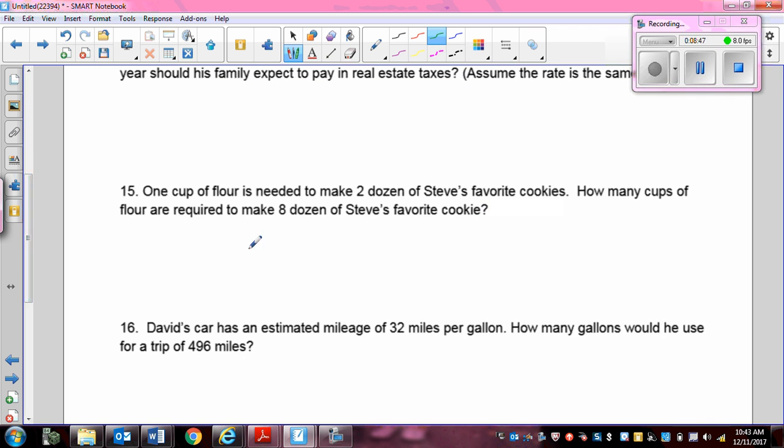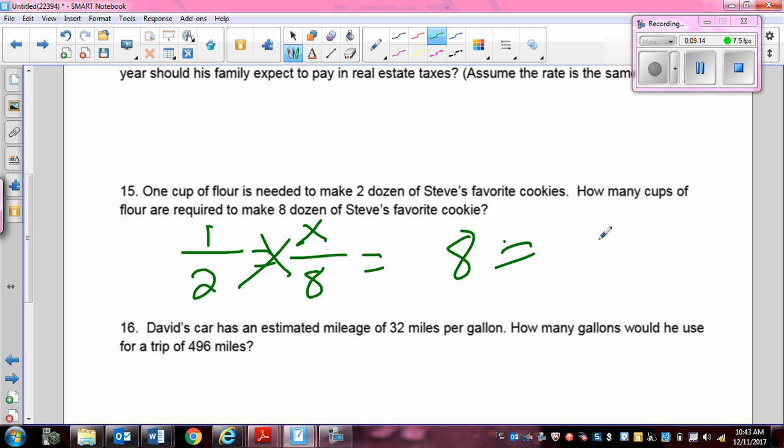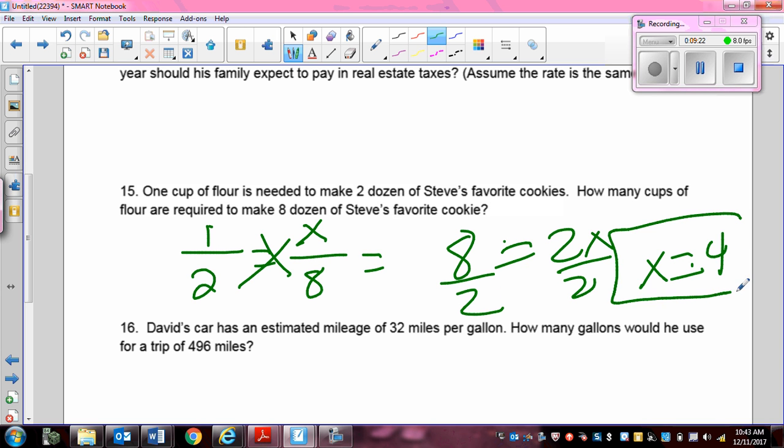1 cup of flour is needed to bake 2 dozen of Steve's favorite cookies. How many cups of flour are required to make 8 dozen of Steve's favorite cookies? It's the same thing, guys. So 1 cup of flour to 2 dozen cookies. But they're both in dozens, right? How many cups of flour to 8 dozens? Cross multiply. 1 times 8 is 8. 2 times x is 2x. Divide by 2. x equals 4. So we need 4 cups of flour.